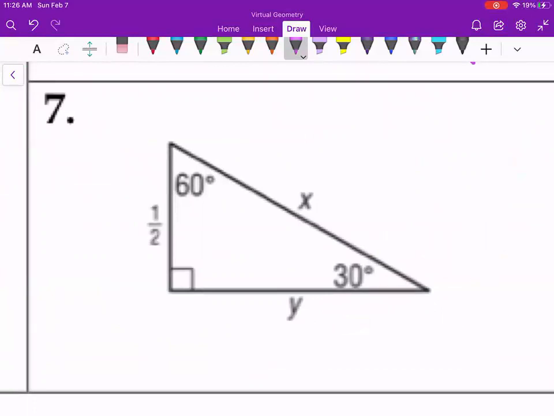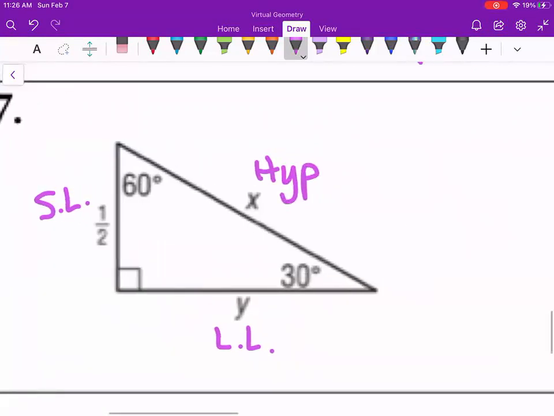Now, 7 is a little different because of that fraction. But again, across from the 30, short leg. So they gave us the short leg. Across from the 60, long leg. Across from the 90, the hypotenuse. So let's see what we need.